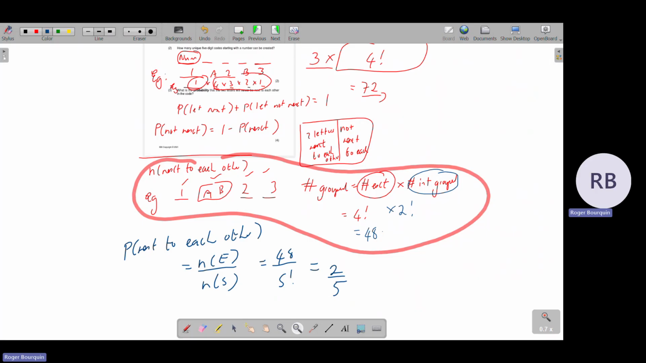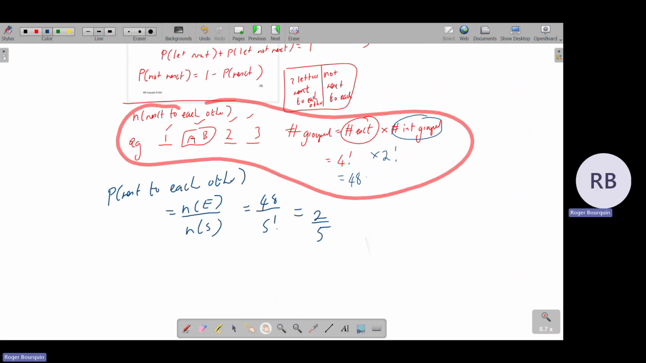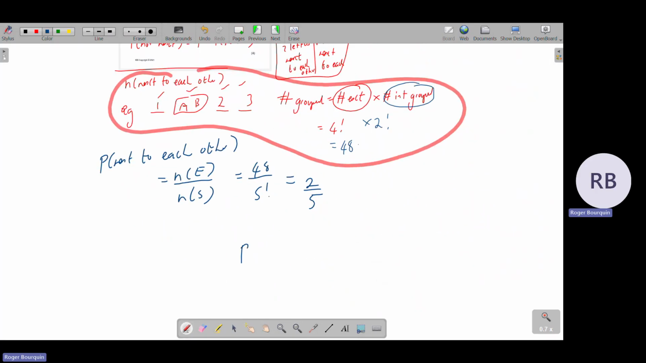Yep, we're right. So the probability they're not next to each other equals 1 minus the probability that they are next to each other, so it's going to be 1 minus 2 over 5, and this is going to be 3 over 5. Or 0.6.